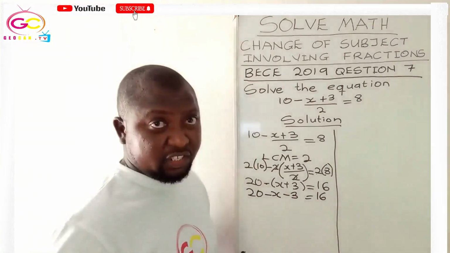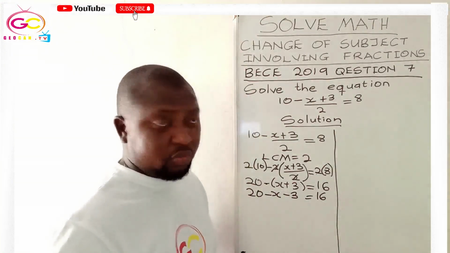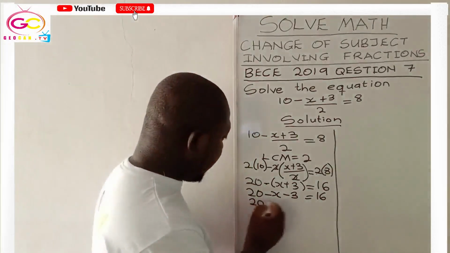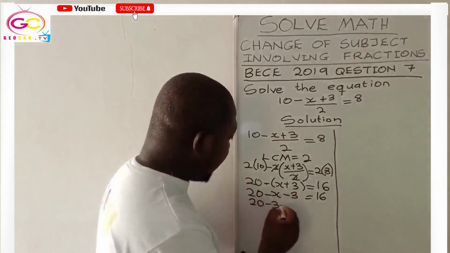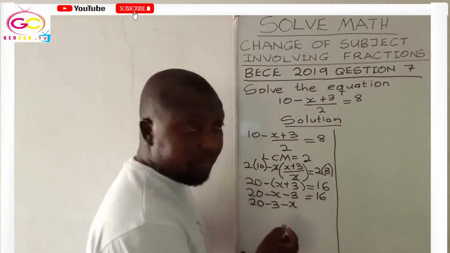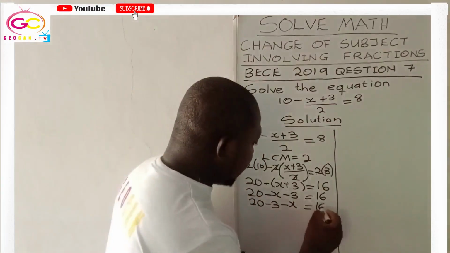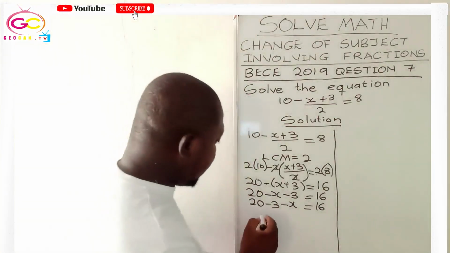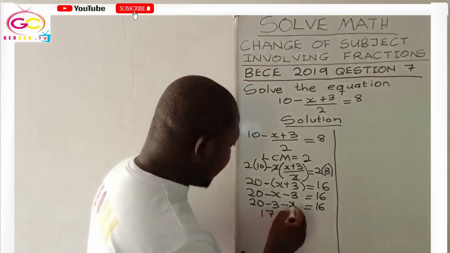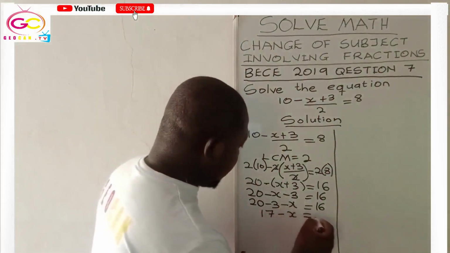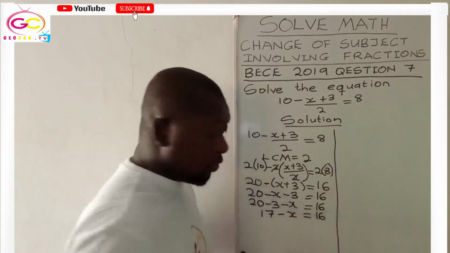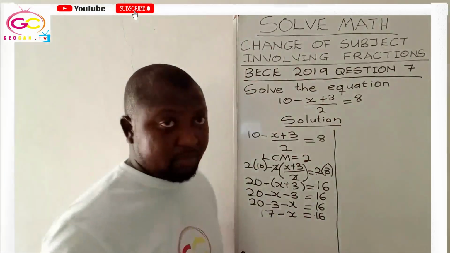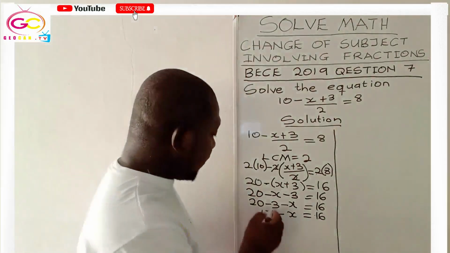Let's arrange it so the like terms will be together. So we have 20 minus 3 here, then our minus x, yes, we've arranged it, is equal to what? 16, right? Good. Now, 20 minus 3 will give us 17. Minus your x is equal to what? 16. Good. Remember, we are making x the subject, so nothing should be closer to x. So what do we have here?